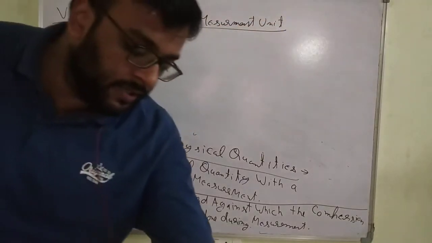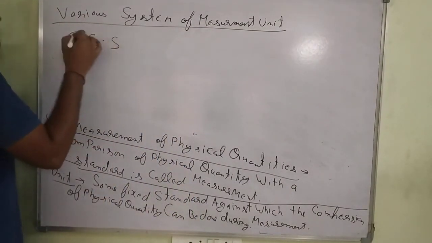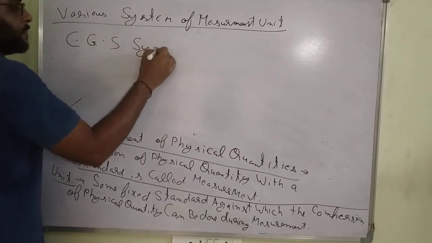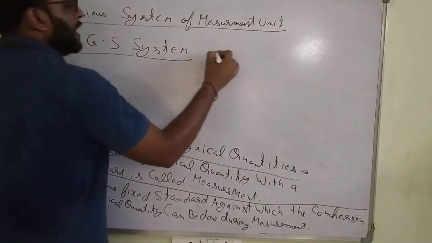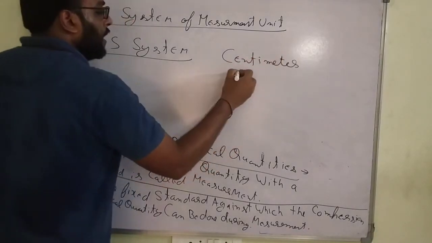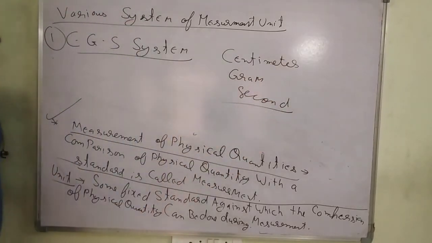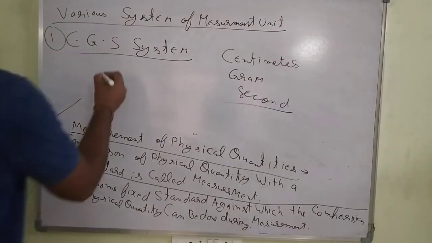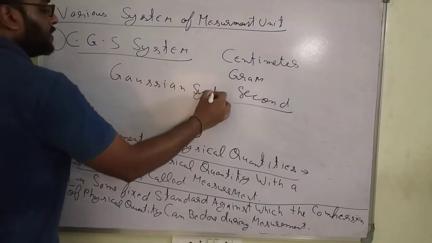The first unit system we are considering is CGS. I am explaining all the systems which we studied. What is the full form of CGS? Centimeter, gram, second. The CGS system is also known as the Gaussian system.